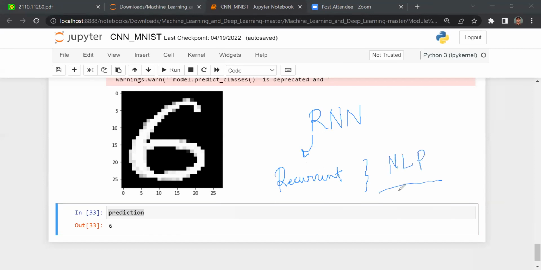NLP. Okay, and please explain about activation function. Yeah, so I'll do. Just give me some time, Manju. I'll explain about activation function.